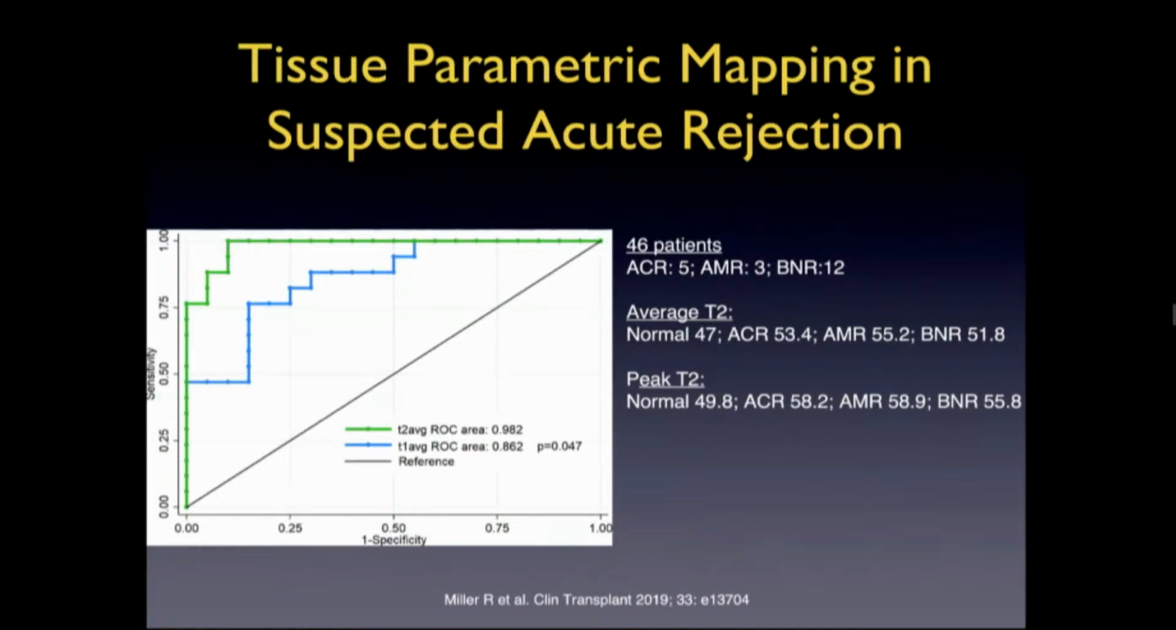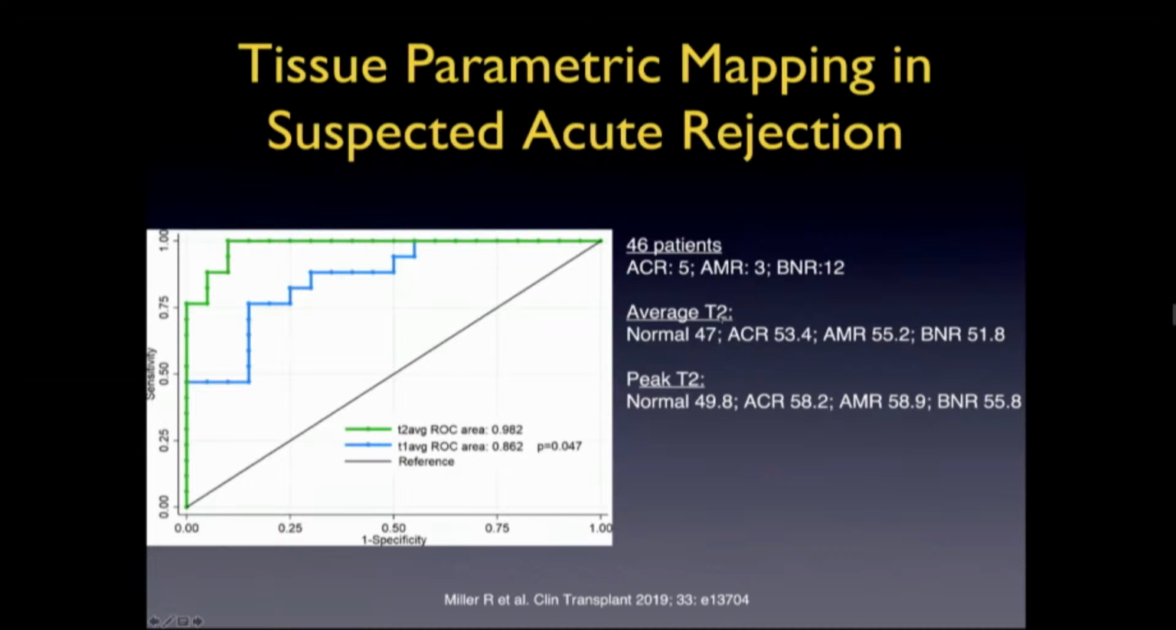Another study looked at, again, the accuracy. This is comparing T2 now and T1. The T2 value compared to T1 was better at detecting rejection on this ROC analysis. Interestingly, the T1 value also seemed to show rejection. And as I mentioned previously, T1 on its own, this is native T1, is used as a surrogate for fibrosis, but will also be prolonged in edema. So it's not surprising that that might occur.